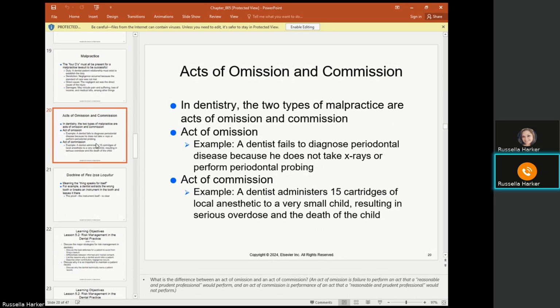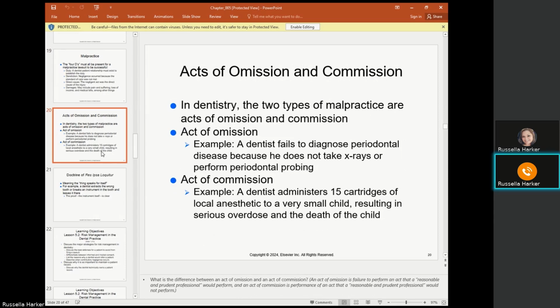Then they go into acts of omission and commission. There are 2 types of malpractice in dentistry. They're acts of omission or commission. So omission would be if you omit a step. Like here, the example is if a dentist fails to diagnose periodontal disease because they do not take x-rays or perform periodontal screening. So x-rays are, as a standard, taken 1 time a year, and the periodontal screening should be done every 18 to 24 months or less, depending on your provider.